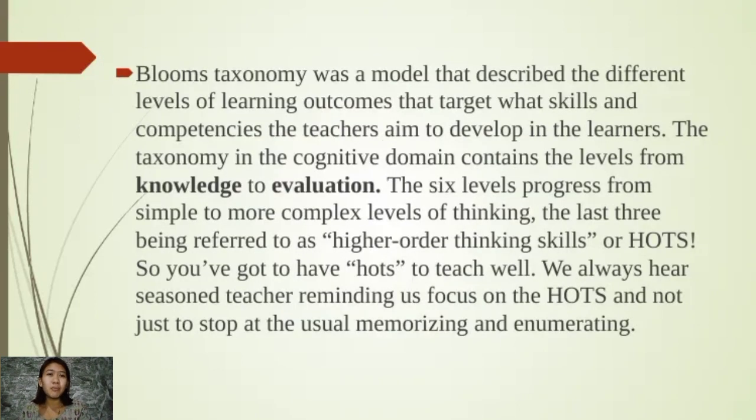Bloom's taxonomy was a model that described the different levels of learning outcomes that target what skills and competencies teachers aim to develop in learners. The taxonomy in the cognitive domain contains the levels from knowledge to evaluation. The 6 levels progress from simple to more complex levels of thinking, the last 3 being referred to as higher order thinking skills or HOTS. So you've got to have HOTS to teach well.